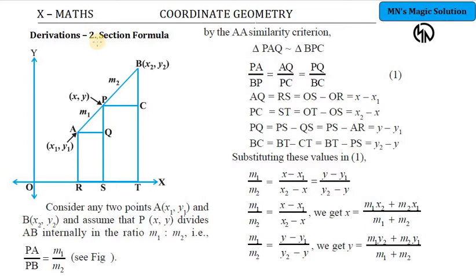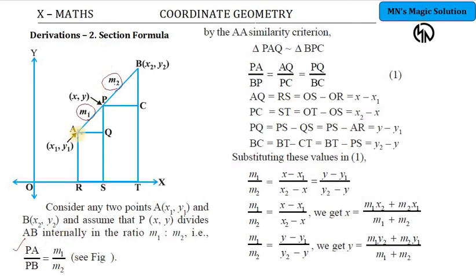The second formula is the section formula. In the section formula, AB is a straight line and P is any point which is dividing this line AB in the ratio M1 is to M2. So AP by PB is M1 divided by M2. So AP by PB is equal to M1 by M2. We have made a note of this.